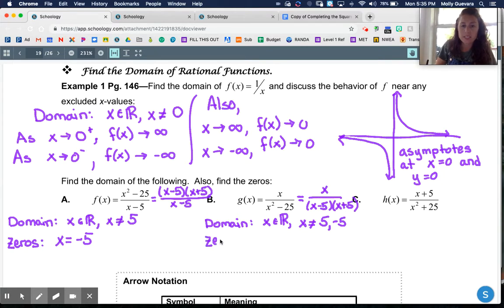And then my zeros is anything that makes the top 0 that I'm allowed to have. Well, the only thing that makes the top 0 is 0. So in this case, x is 0, and that tells me that this graph crosses the x-axis at 0. Okay, and then the last one, none of these are factorable, so I can't factor, so I'm just going to leave it.